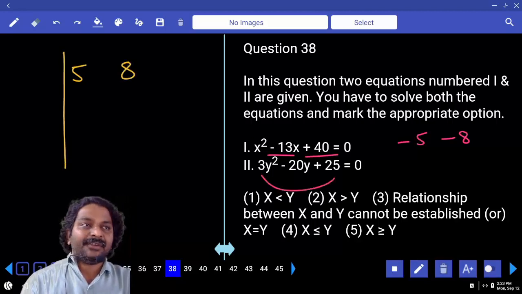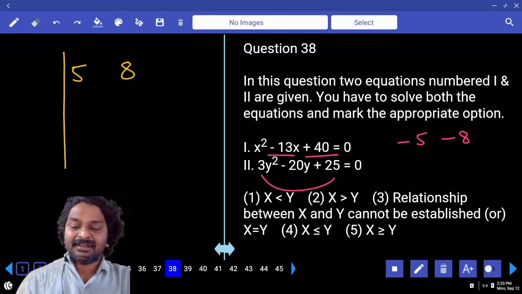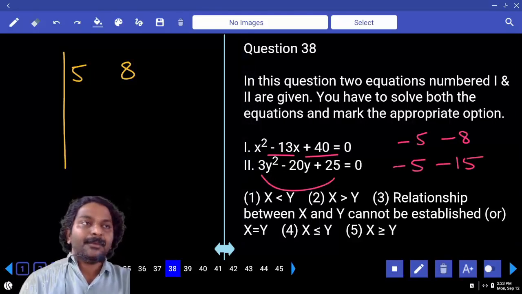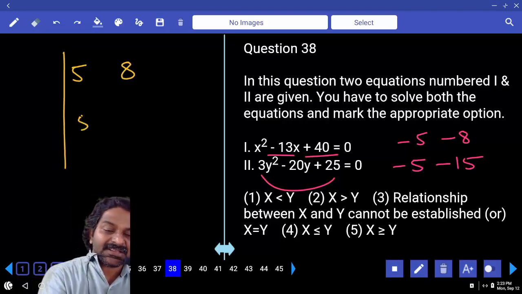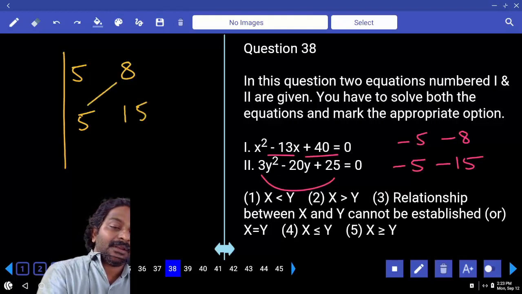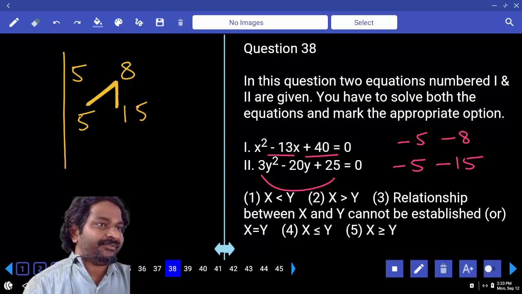3 into 25, 75. Product must be 75. Sum must be minus 20. Minus 5, minus 15. Product is 75 positive. Sum is minus 20. Then factors are 5 and 15. Correct? Yes. 8 is in between 5 and 15, right?